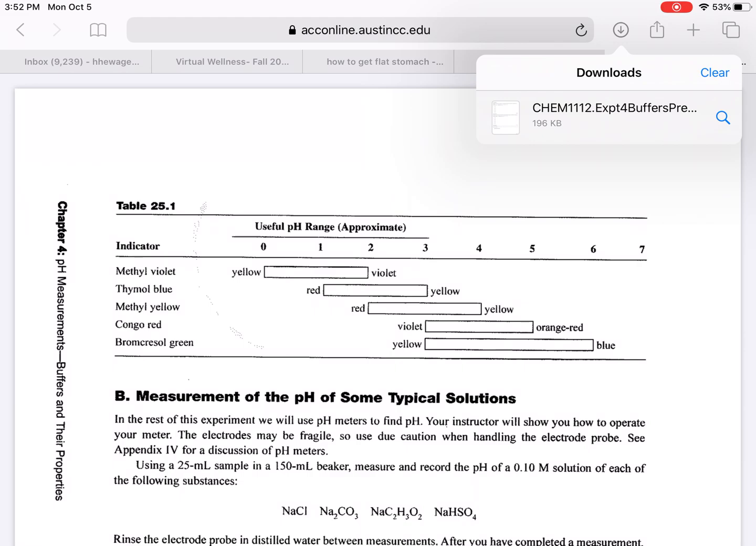I would guess it's going to be 3, right? Because with methyl violet, it's violet in color. With thymol blue, it's yellow. With methyl yellow, it is orange in color. If it is pH 2, then it would be red in color. Then we would say it's pH 2. Since it's orange in color with methyl yellow, then it's going to be pH 3. And with the Congo red, it's violet. Bromocresol green is also yellow. So we could safely say that the pH of the solution is 3. Okay.